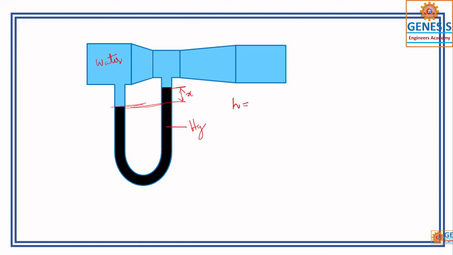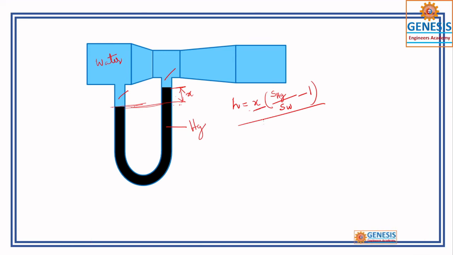H is equal to x into specific gravity of the heavy liquid, that is mercury, by specific gravity of the water, minus 1. This is the formula you can find out. You got my point? So now this is the difference of pressures. So here less pressure and more pressure, so that gives the difference. So here x is equal to that.